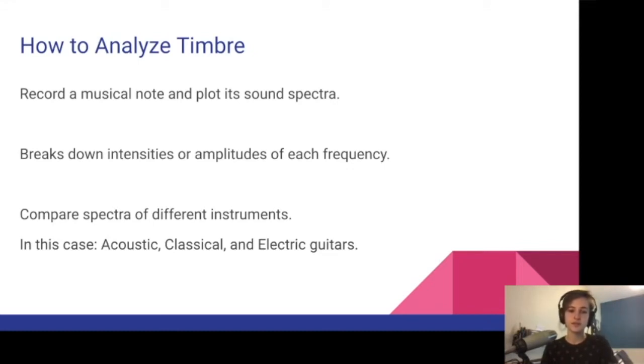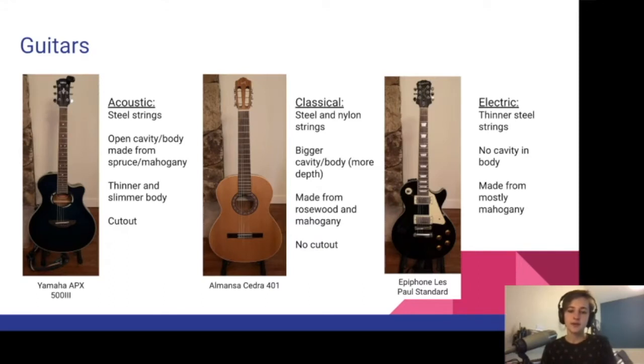So for the three guitars, I used a Yamaha APX 500 for the acoustic guitar, an Almanza Cedra 401 for the classical guitar, and an Epiphone Les Paul Standard for the electric guitar. So the acoustic guitar has all steel strings, the classical guitar has 3 steel and 3 nylon strings, and the electric guitar has thinner steel strings, but they're still all steel. However, the electric guitar doesn't have any depth to its body, so it's very quiet by itself, which is why we have to play it with an amp or something to amplify the sound.